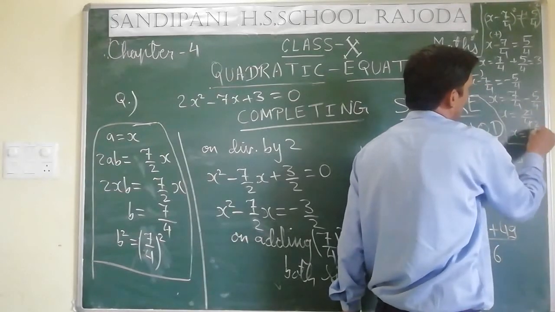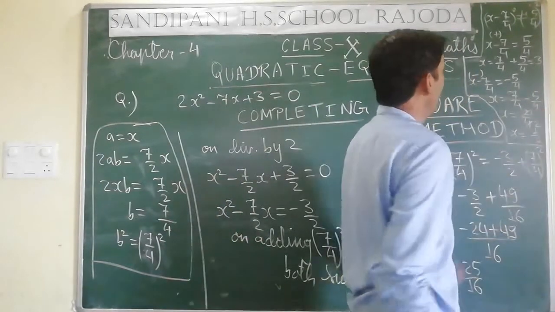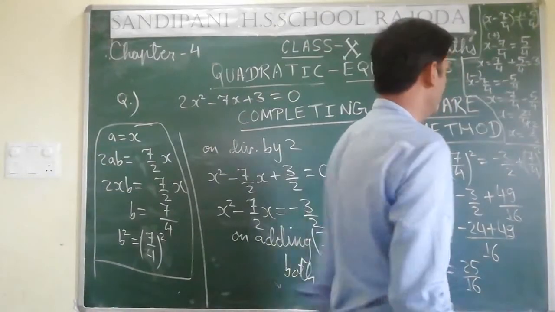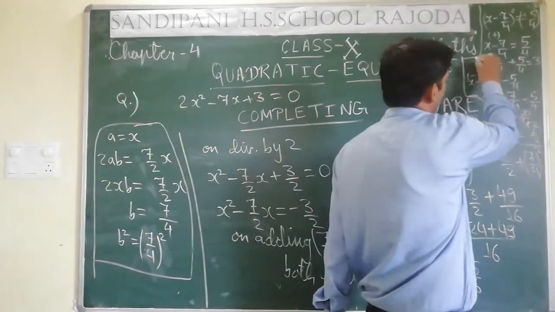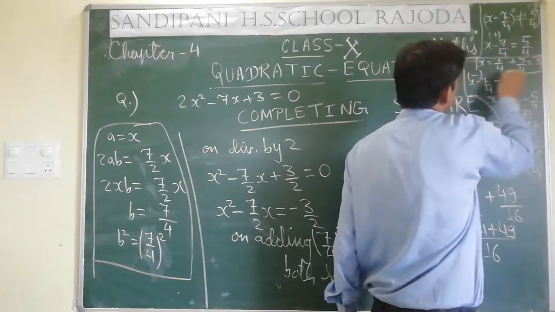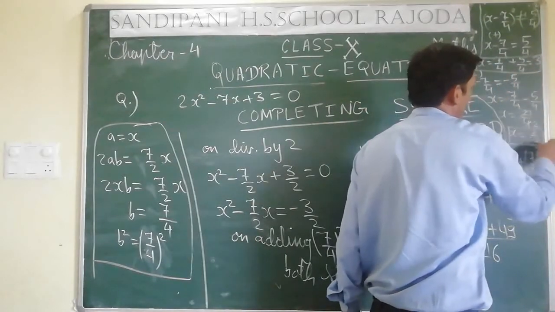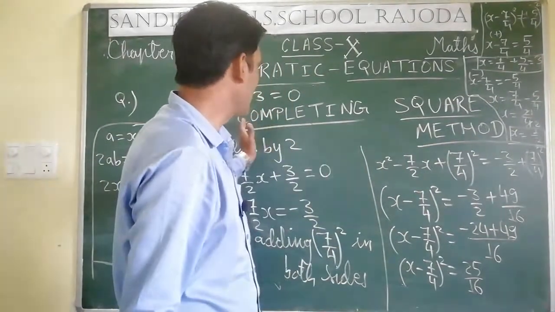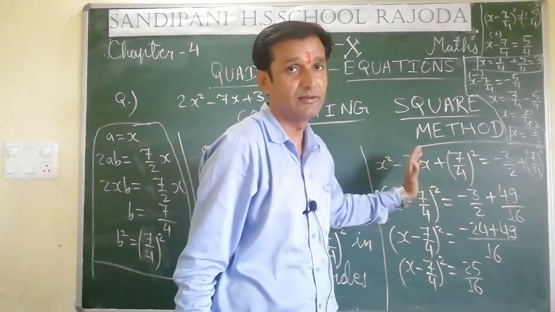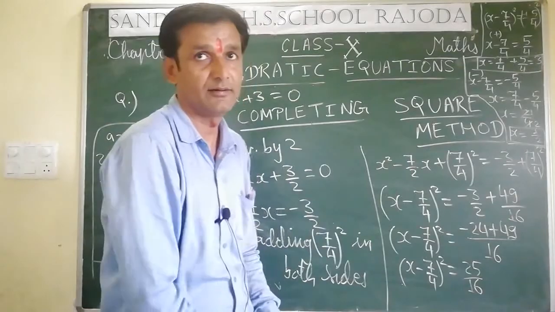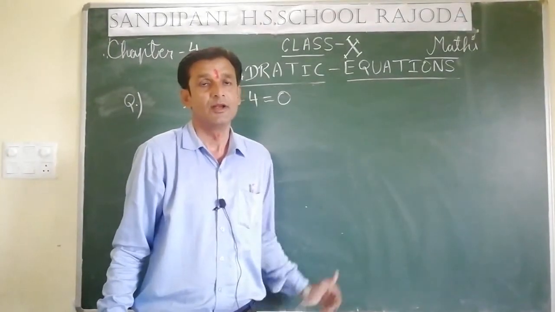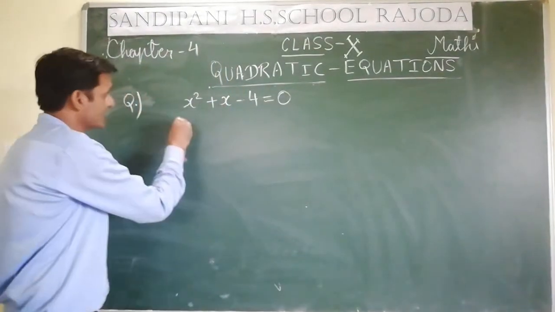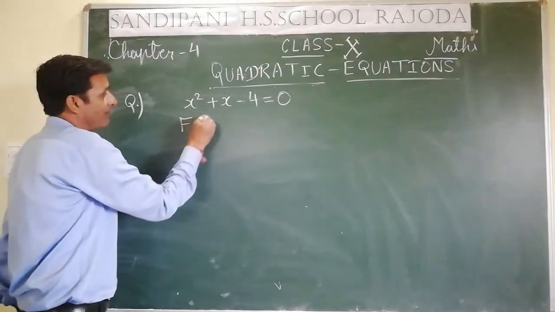So these are the two values, x is equal to 1 by 2 and x is equal to 3. Two answers we got, x is equal to 3 and x is equal to 1 by 2. So in this manner we can solve by completing the square method. Now quadratic equation we are solving by formula method.